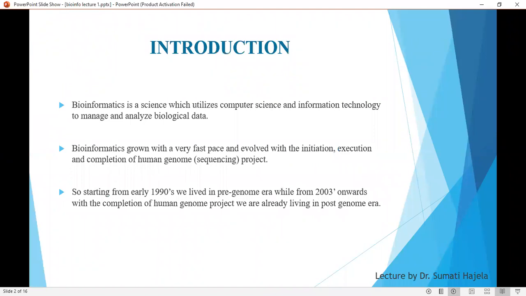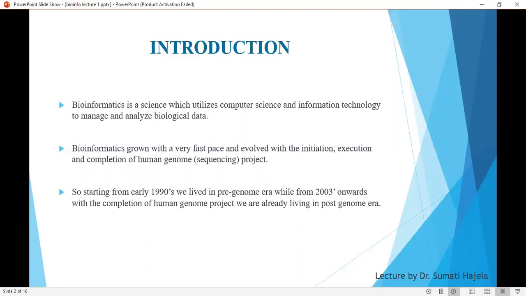So, Introduction of Bioinformatics. The word bioinformatics may be split into two parts, biology and informatics. The informatics word says something about computer science and information technology, while the bio word says about biology. And these both disciplines merged into a single new discipline, which is known as bioinformatics. So, bioinformatics is a science which utilizes computer science and information technology to manage and analyze biological data.